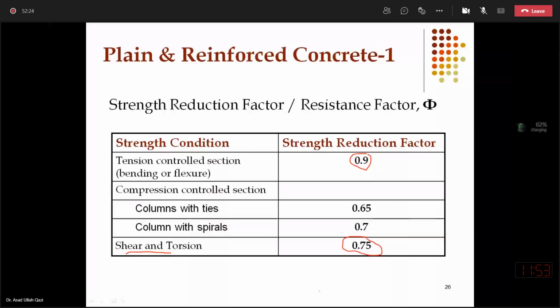So 0.75 is applied in columns, compression members, columns with ties, which are less ductile as compared with columns with spirals. So that is the reduction required in capacity. So there is a difference in the reduction factors. Columns will be our topic in RC2.